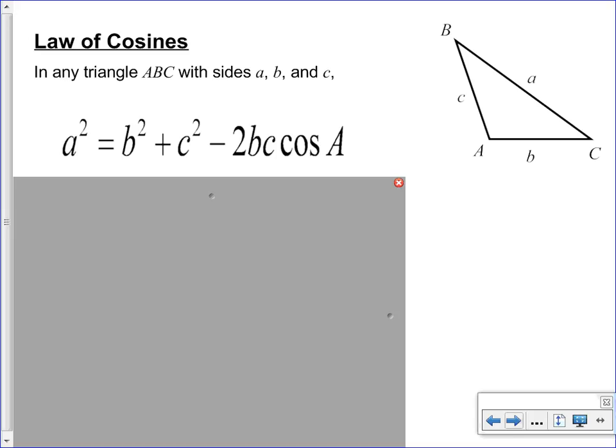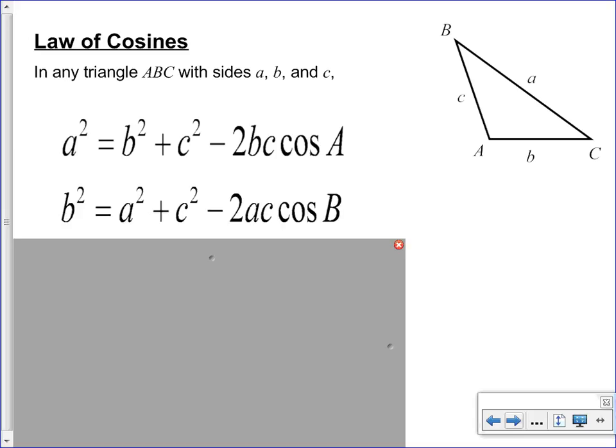So using that same pattern, if you want to find angle B, you should start with B squared. So another form of this would be B squared is equal to A squared plus C squared minus 2AC cosine of B.